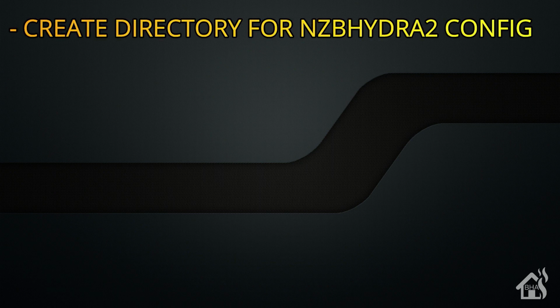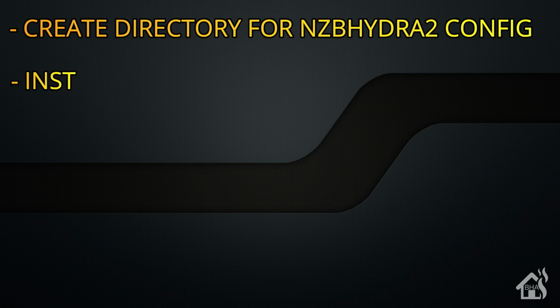So let's do a quick run through of everything we're going to cover in this video. For starters, we're going to create a directory for our NZBHydra2 configuration. Basically, create that in my host machine's home directory, similar to what we did with Jackett. And then we'll be able to point our Docker configuration at that config folder, which makes things run a little bit smoother, a little bit cleaner setup there.